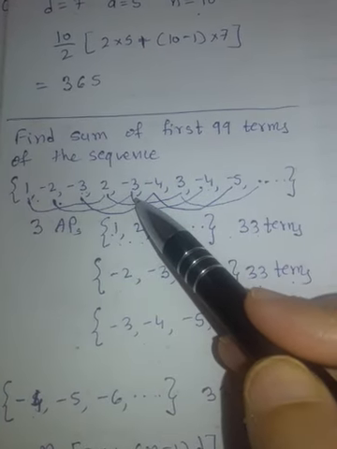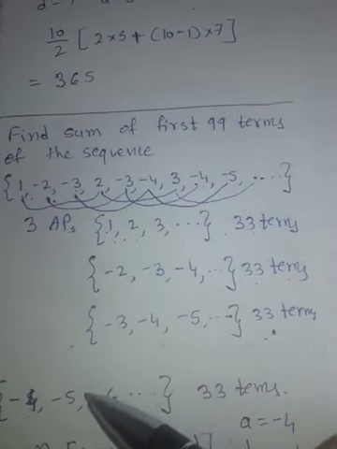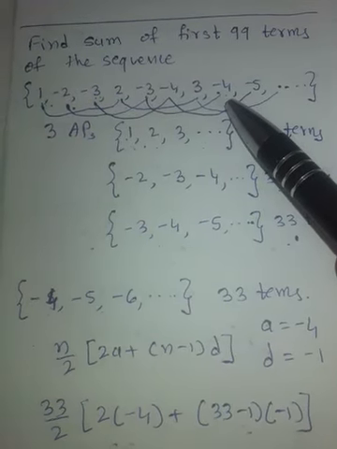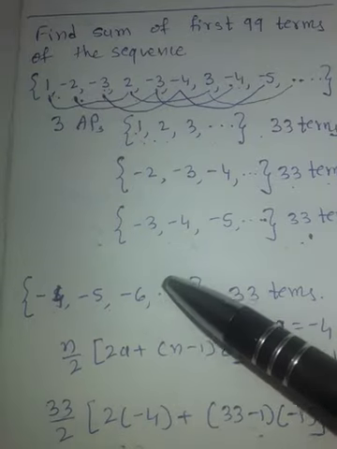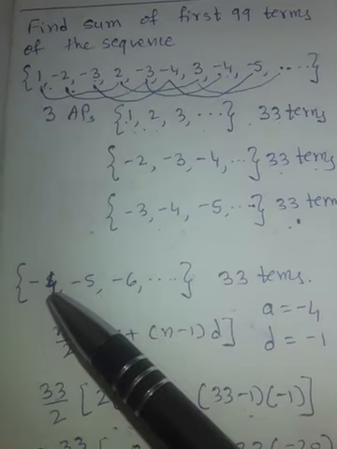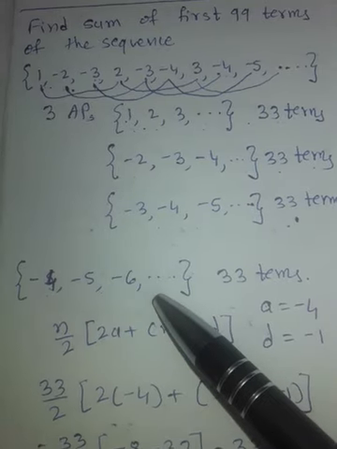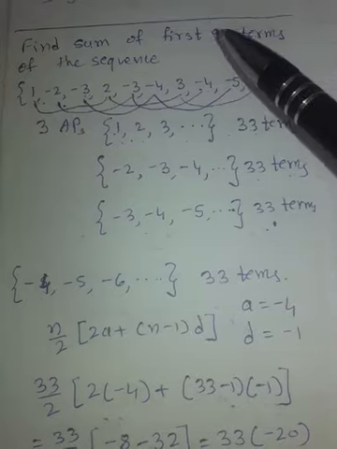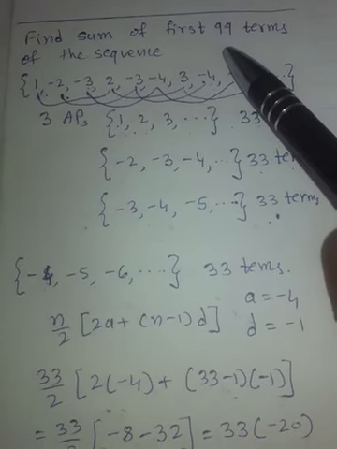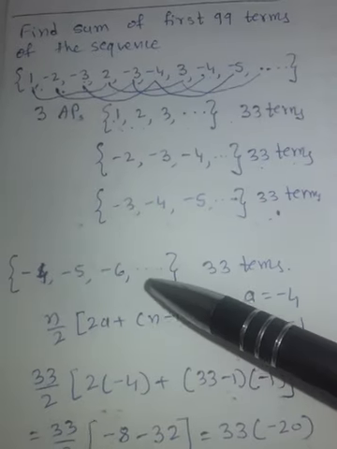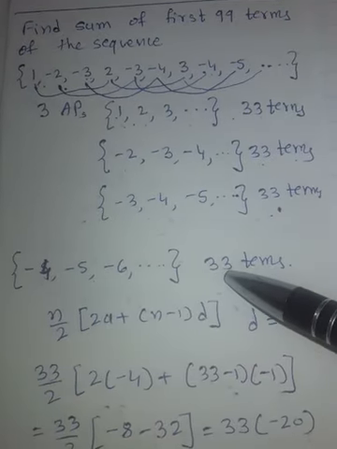2, -3, -4, this becomes -5. And then 3, -4, -5, it is -6. So our new AP is formed: -4, -5, -6 and so on. And how many terms will it have? We need the sum of the first 99 terms and we are making sets of 3. That means this AP will have 33 terms.